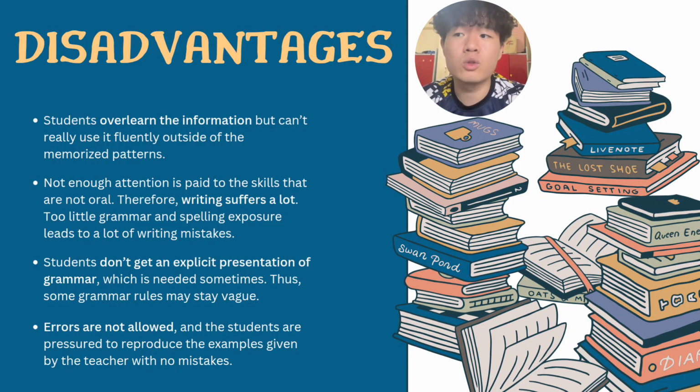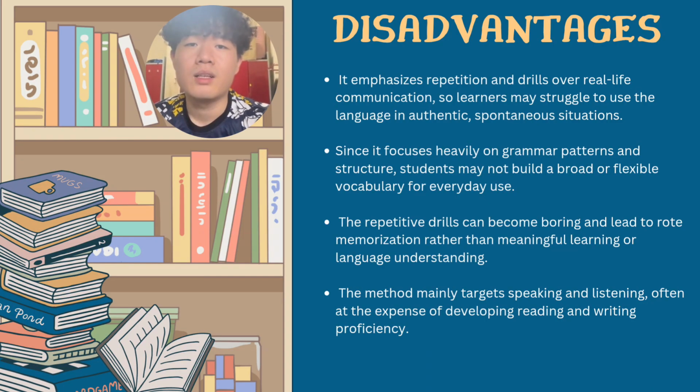The third one is students don't get an explicit presentation of grammar, which is needed sometimes. Thus, some grammar rules may stay vague. The fourth one is errors are not allowed, and the students are pressured to reproduce the examples given by the teacher with no mistakes. Now we have limitations of the audiolingual method.